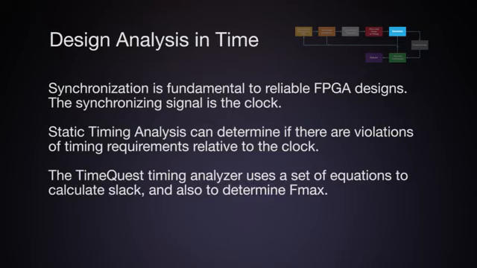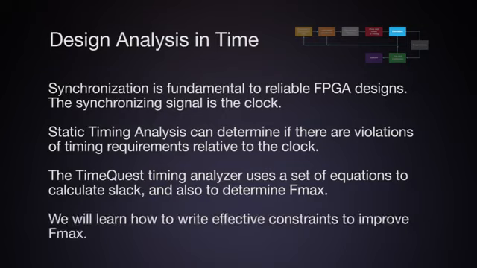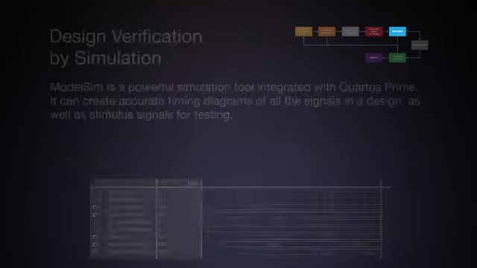The TimeQuest timing analyzer uses a set of equations to calculate slack and also to determine Fmax, an important metric in FPGA performance. It can be guided by a set of rules known as constraints, which also help the fitter to optimize the timing-driven design. We will learn how to write effective constraints to improve the Fmax.